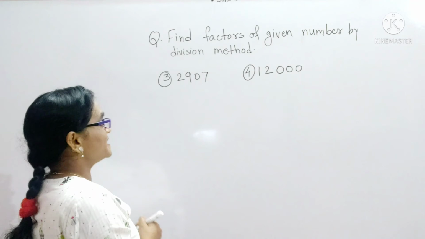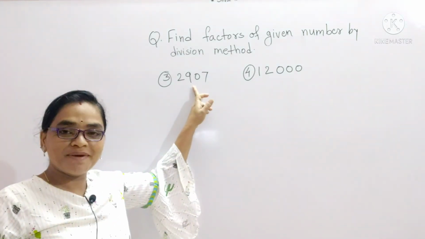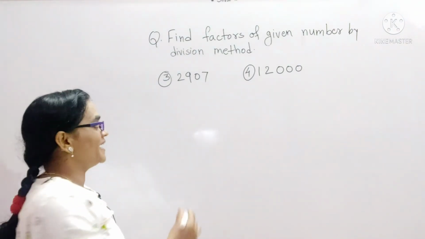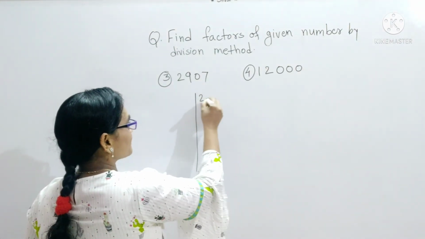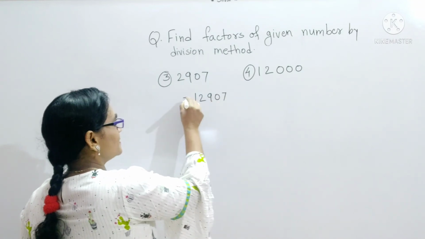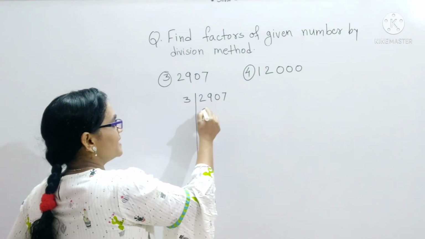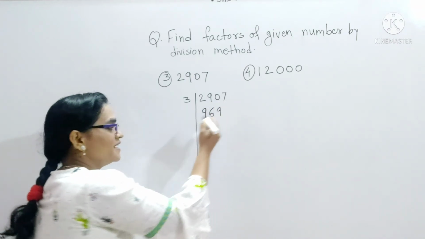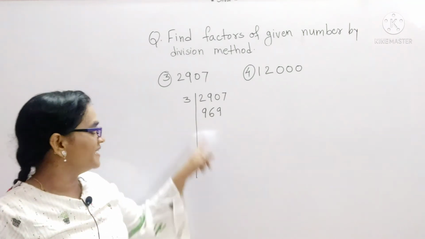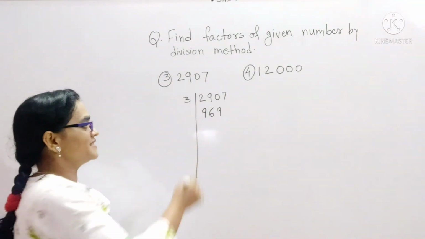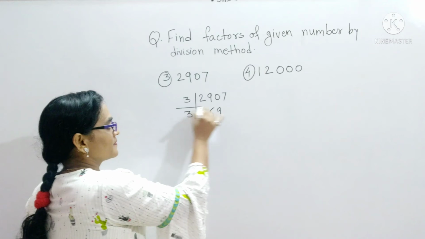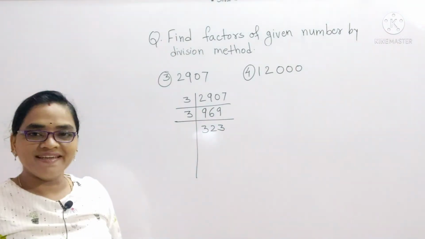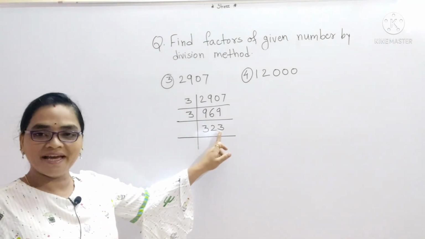2907. 1 plus 7 means not divisible by 2. 9 plus 2 is 11, plus 7 is 18, means it is divisible by 3. 3 9s are 27, 2 remain, 3 6s are 18, 2 remain, 3 9s are 27. 969. It is divisible by 3. Yes, it is divisible by 3. 3 3s are 9, 3 2s are 6, 3 3s are 9. 323, is it divisible by 2?